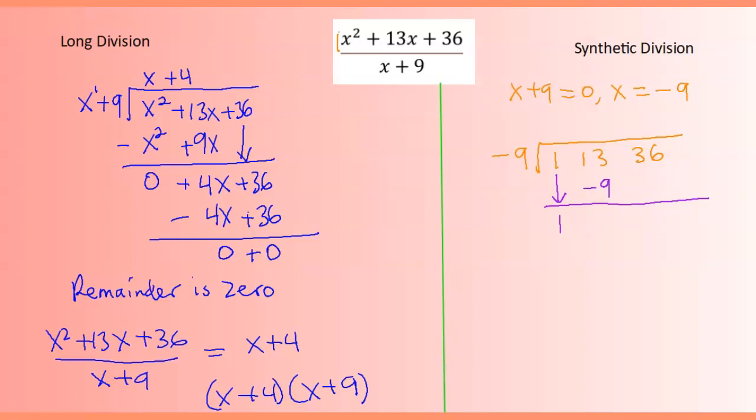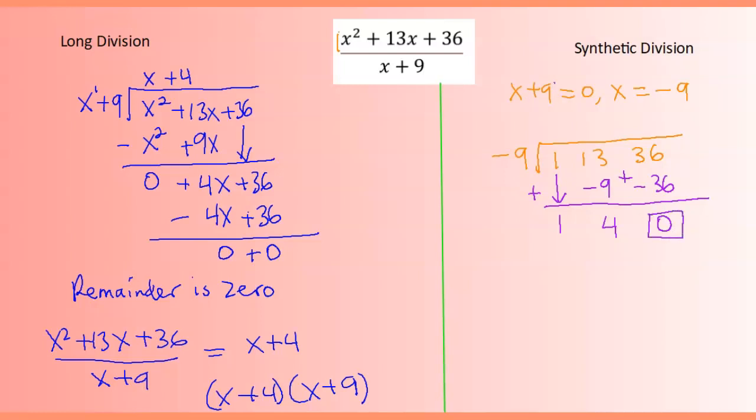In long division we are subtracting, but when it comes to the synthetic method, we add. So we add this, and here it gives us 4. Now we repeat it again. We multiply the 4 by negative 9, and that gives us negative 36. We put it right here, and now we add. You see, it is opposite to the long division. We add, and here we get 0. So this is the remainder.